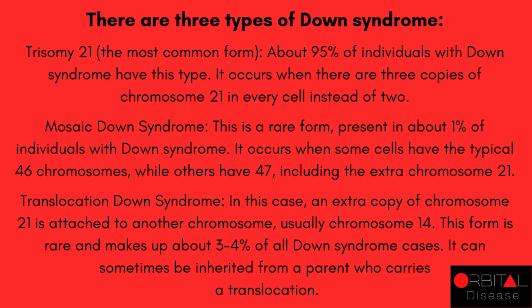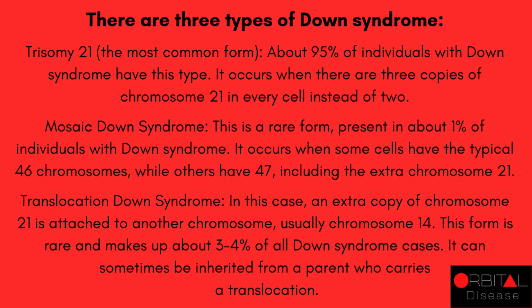There are three types of Down syndrome. Trisomy 21, the most common form. About 95% of individuals with Down syndrome have this type. It occurs when there are 3 copies of chromosome 21 in every cell instead of 2.